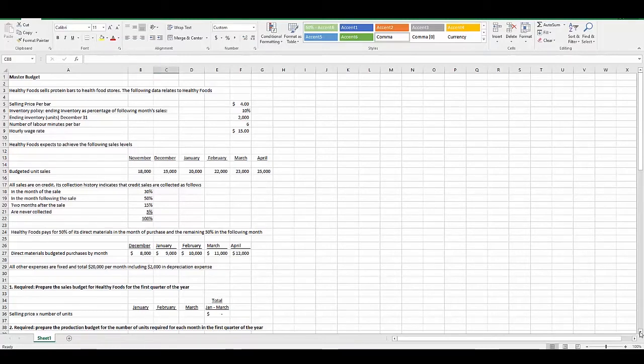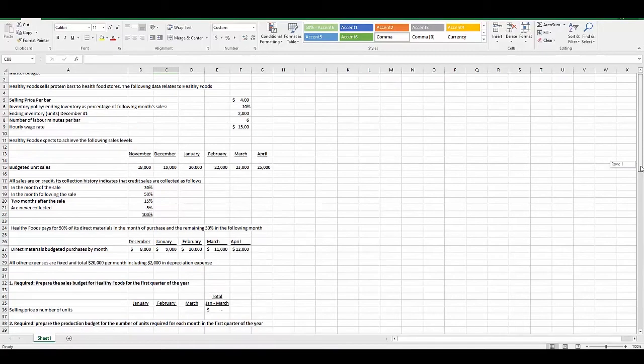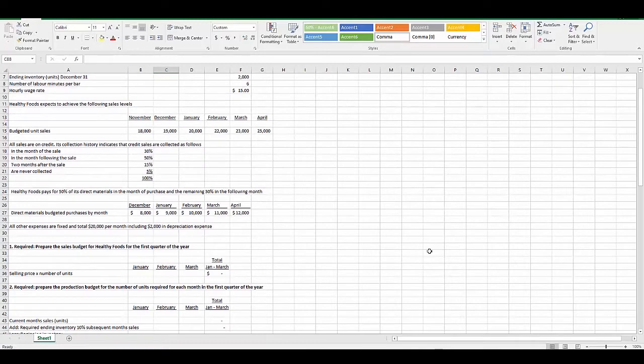So the first thing that we want to do here is make sure we understand all the information we're given. And so we are told that these are the number of units we expect to sell each month. We're also told that all sales are on credit, so there's no cash sales. And we're told here when the cash is actually collected. So 30% is in the month of the sale, 50% in the subsequent month, 15% in 2 months after the sale, and 5% is never collected. That's typical of most businesses.